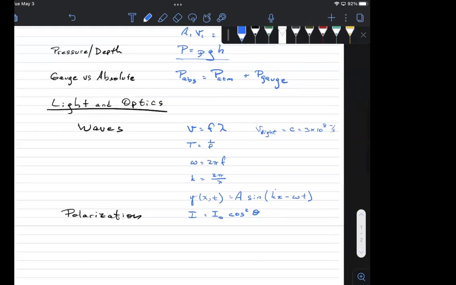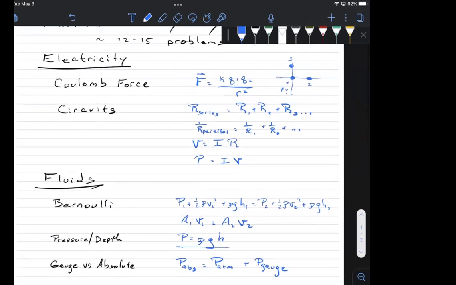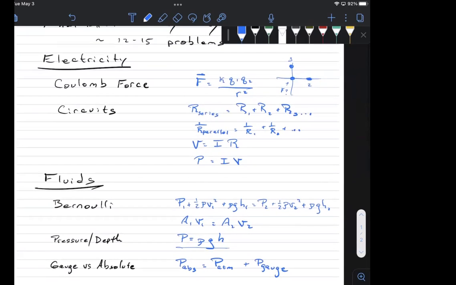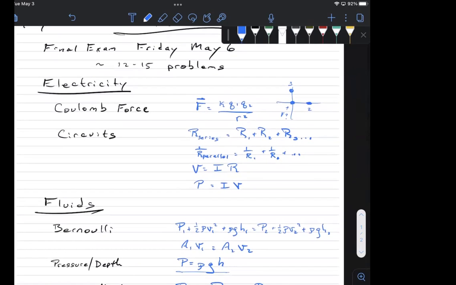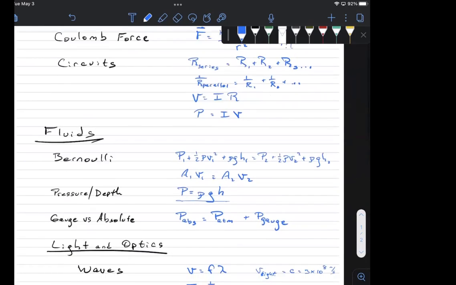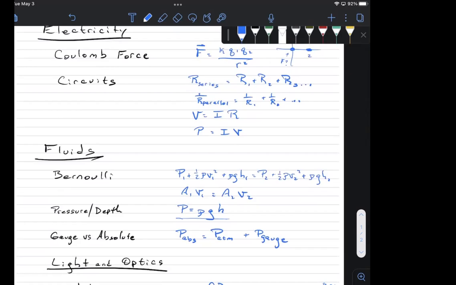So we see 3 major overarching topics: light and optics, fluids, and electricity. And of course, for each one of these topics, there's several subtopics. And like I said at the beginning, you can expect, since this is a 2-hour exam rather than a 1-hour exam, about twice as many problems. And so probably you'll get at least one of each problem. And in some of them, you may get 2 questions.